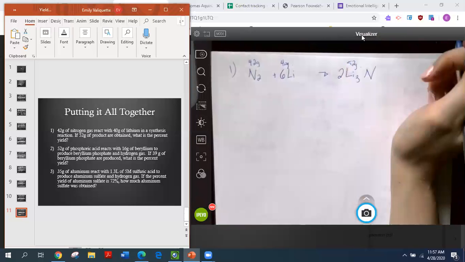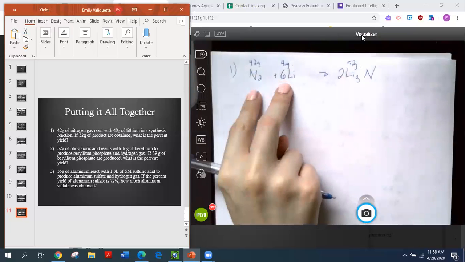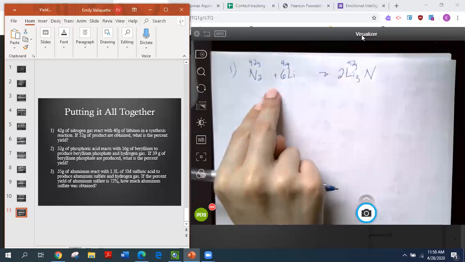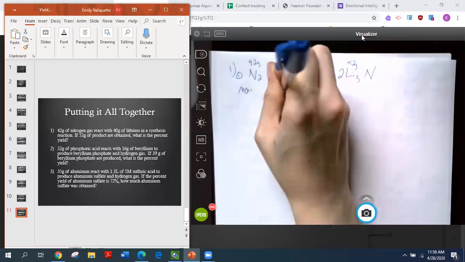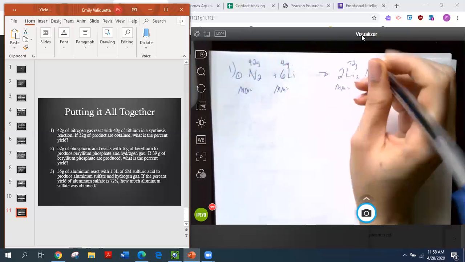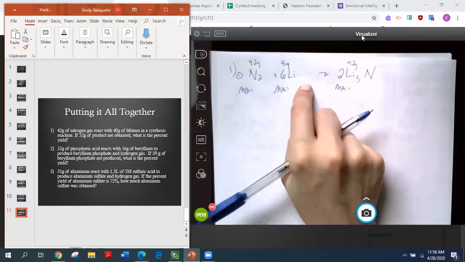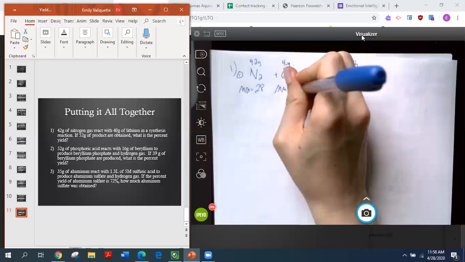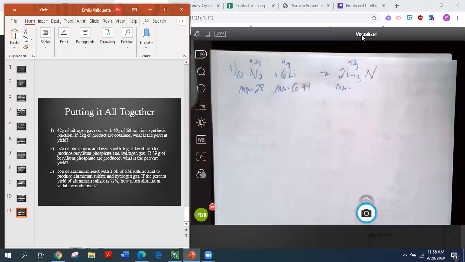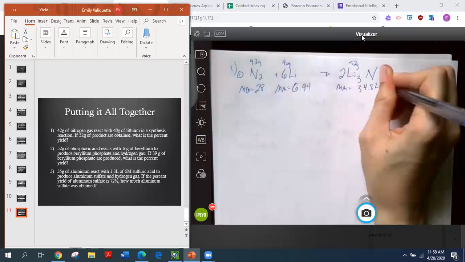So the very first thing I have to do, when you're not told which one is the excess and which one is the limiting reagent, you must start by figuring that out. I'm also going to find the molar mass of both my product and my two reagents. So for nitrogen, it is going to be 28. Lithium is 6.94. And then it's 34.82 for lithium nitride.